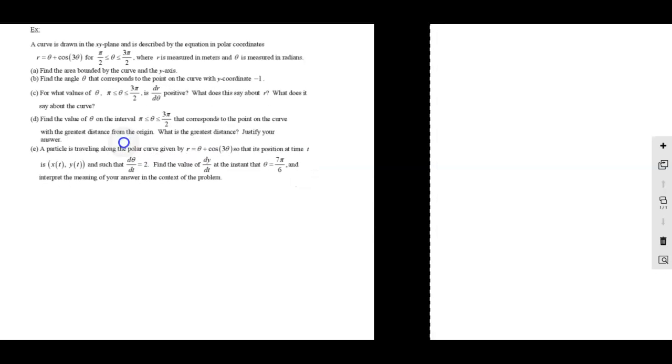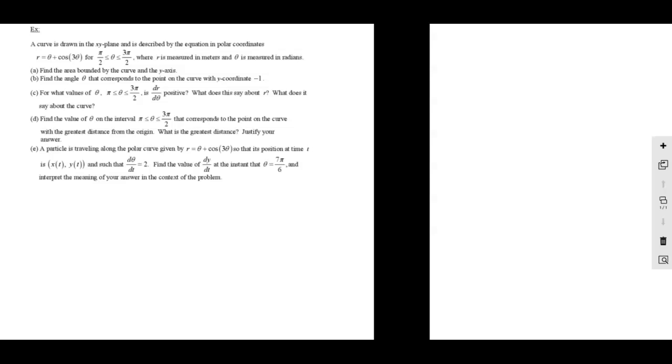A curve is drawn in the xy plane, and it's described by this equation in polar coordinates, and it gives me, again, r of theta equals theta plus cosine 3 theta. Here it gives me the restriction pi over 2 to 3 pi over 2. So that's going to be quadrants 2 and 3. That's from 90 degrees to 270. So that's going to only be on the left side of my graph. r is measured in meters, theta is measured in radians. Part A, find the area.